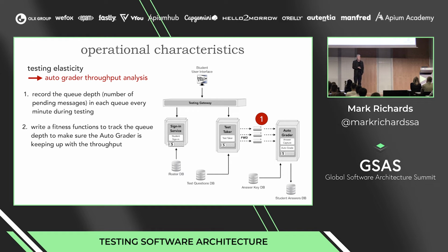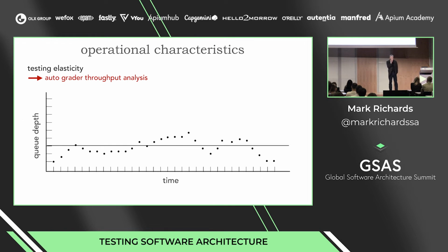Well, one of the things I can measure is the queue depth of every one of those queues. So every minute or so, I just simply query the queue depth. How many pending student answers are in those queues waiting? It's a great way to measure the throughput of our autograder, because as we make changes to the grading portion, am I impacting that throughput? That's an important thing to know outside of the functional tests. So let's write that fitness function. And as a matter of fact, I look at the queue depth over time.